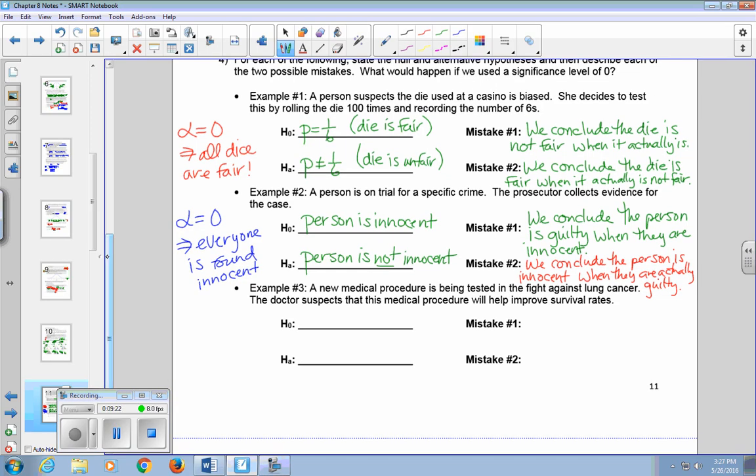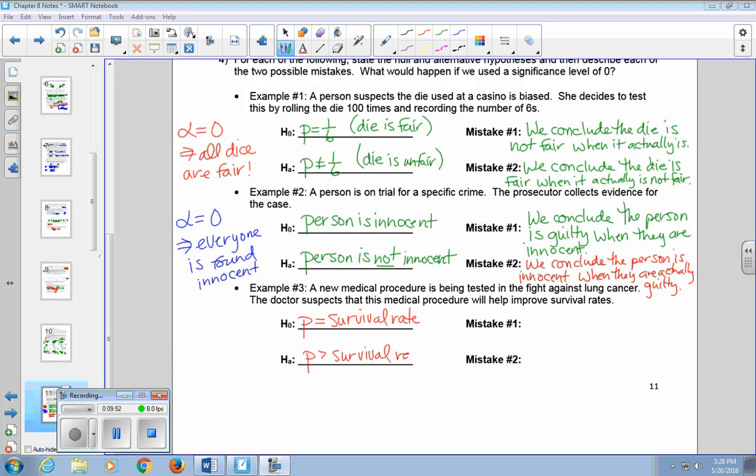And then our last one, example number 3, a new medical procedure is being tested in the fight against lung cancer. The doctor suspects that this medical procedure will help improve survival rates. All right, so our null hypothesis is that P is equal to the survival rate. And since we weren't given that, we'll just use words. And our alternative is that P is going to be greater, so our survival rate increases. We'll say it's greater than the current survival rate. And then our null hypothesis will say that it stays the same as the current survival rate.